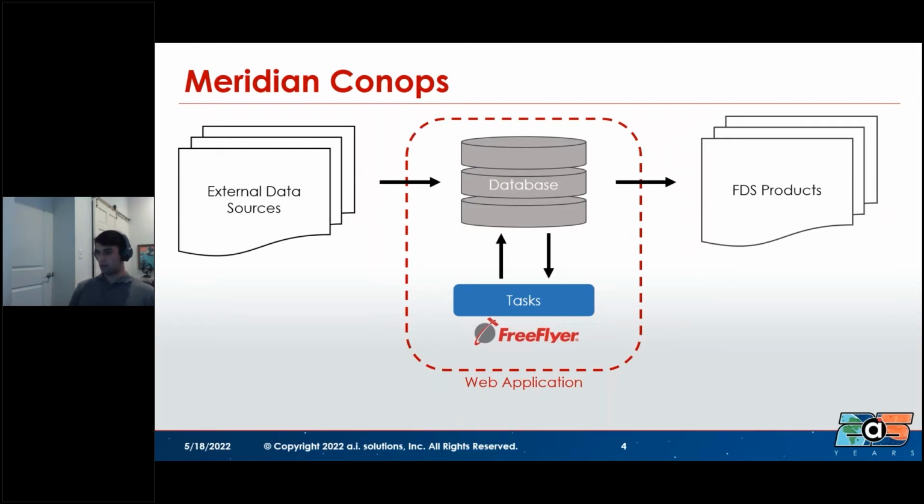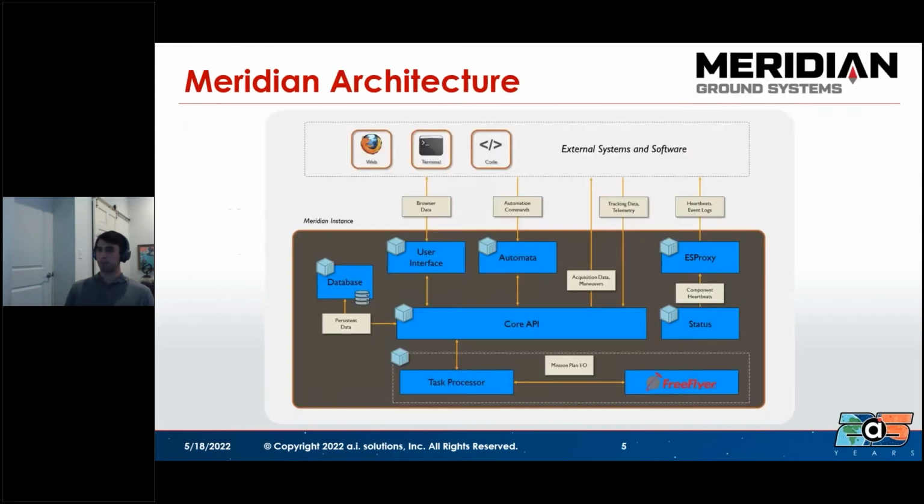So you see a web application, you bring your data in, you operate on that data, produce flight dynamics products, and when you're ready to send them out to whoever your downstream consumers of flight dynamics products are, you can export those from the Meridian ecosystem to flat files, file shares. We can customize that to meet whatever your specific mission needs are for your ground system.